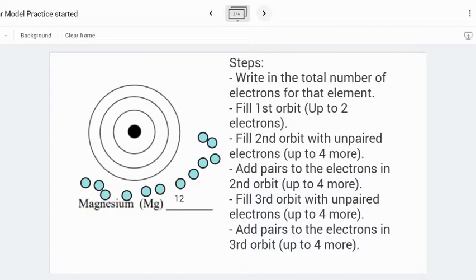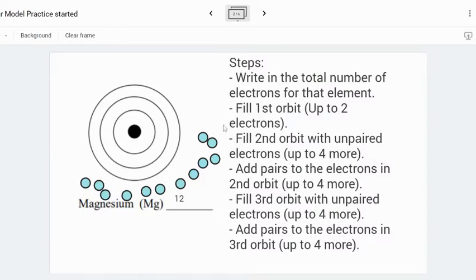Let's do another example. For magnesium, the atomic number from the periodic table is 12. And so I count up 12 electrons. I wrote the number 12. I made 12 electrons. You can use the pen tool to make your electrons if you wish, but they're a little harder to see, so I don't recommend that. But if the dots give you trouble, you can use that as a backup plan.